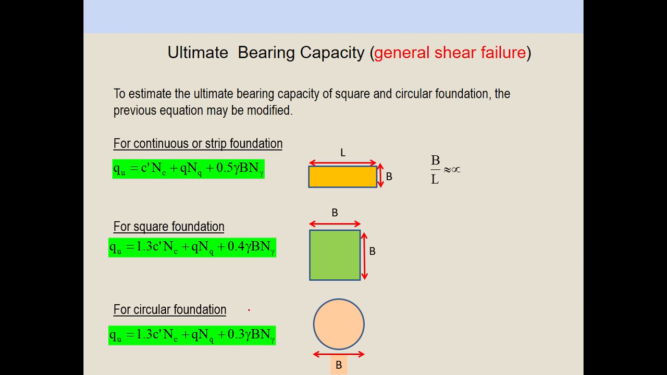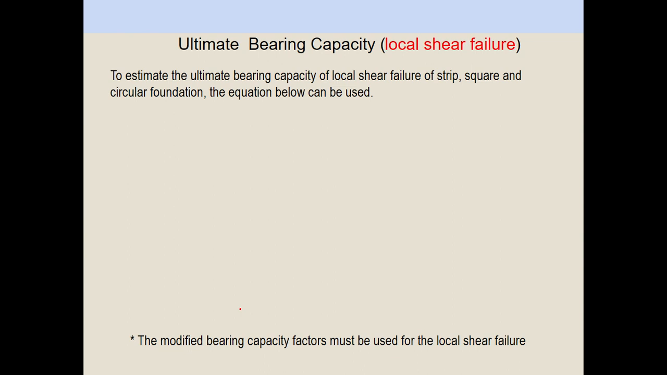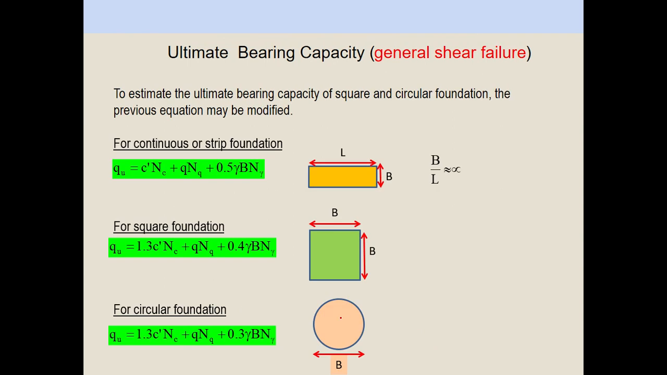So this is the Terzaghi equation. We can use the equation only for circular foundations, square foundations, and continuous foundations. If you want to design a foundation, for example, the width is 2 meter and the length is 3 meter, so you have 2 meter times 3 meter, is it possible to use the Terzaghi equation to calculate the bearing capacity of the soil?